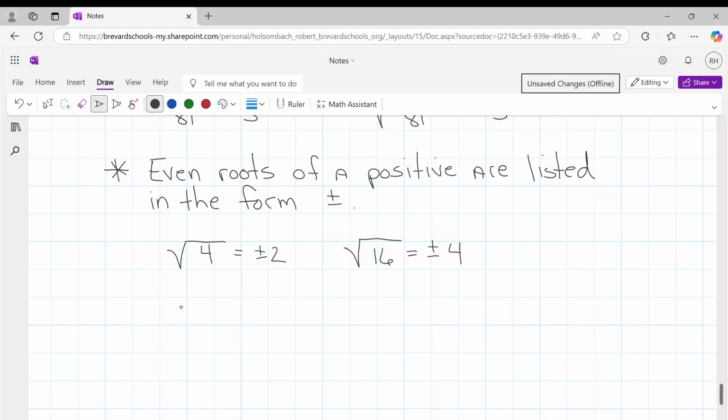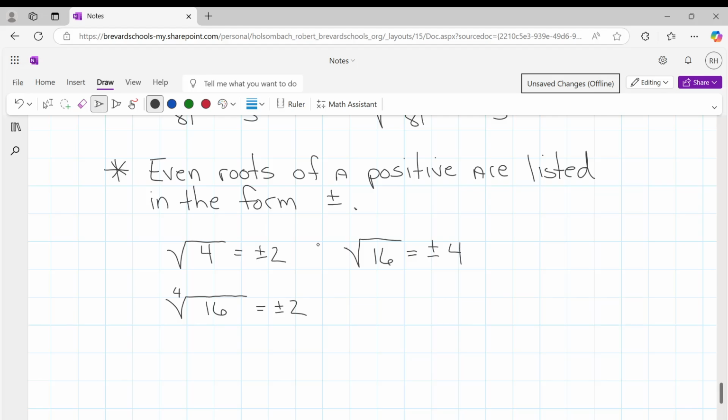The fourth root, that's an even root of a positive number, is listed as positive or negative 2. Okay? So make sure you're doing that when you're doing the practice problems today. Even roots of a positive are listed in the form positive or negative. Any questions?